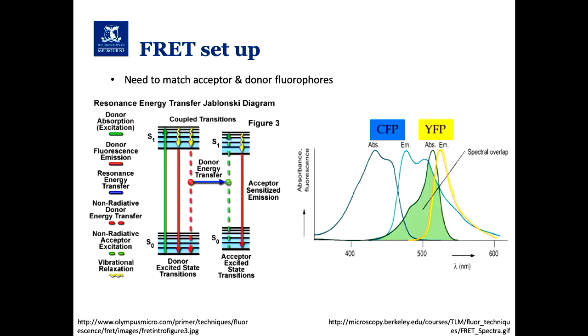In order for FRET to occur, what you need is a donor, which in this case is the CFP molecule, and an acceptor. And what you really want is as large a spectral overlap between the emission spectrum of the donor and the excitation spectrum of the acceptor. Okay, that's going to give you the most efficient energy transfer between those two molecules.